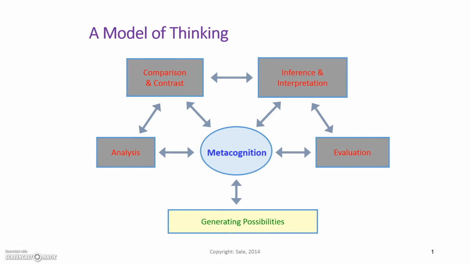Here's a model of thinking that tries to capture this very complex process of thinking into something that we can get our heads around in a practical context. You may notice the 4 categories in red: analysis, compare and contrast, inference and interpretation, and evaluation. They're essentially 4 main types of thinking that we can say are involved in critical thinking. The green one, generating possibilities, well, it gives it away, creative thinking.